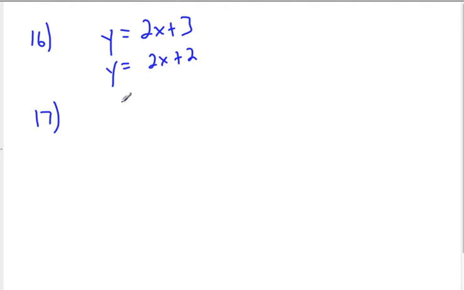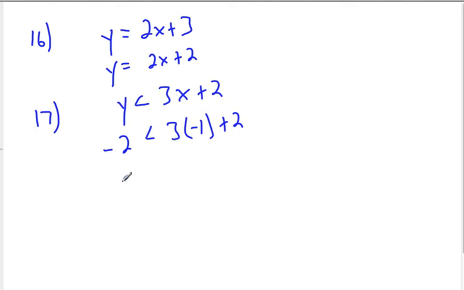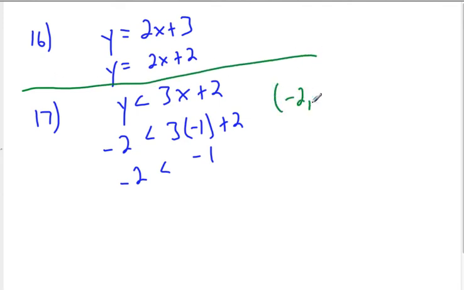Alright, number 17 is an error analysis, so let me write down what they have written. They have -2 less than 3 times -1 plus 2, and -2 is less than -1. Okay, so what they're doing is trying to decide if this ordered pair is a solution to this inequality. The mistake is that they plugged in -2 for y, but it should have been -1. They should have plugged it in the other way around.